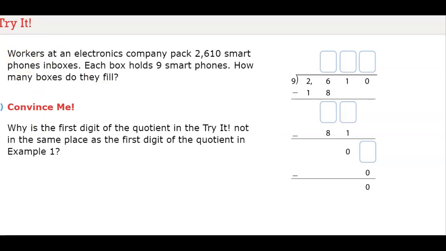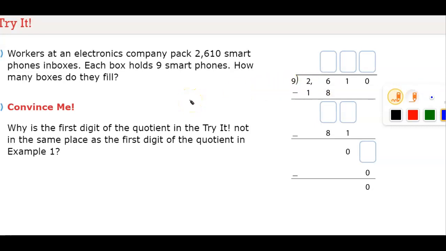Workers at an electronics company packed 2,610 smartphones in boxes. Each box holds 9 smartphones. How many boxes do they fill? They've already set up the division for us by writing the 2,610 and the 9. And so now all we have to do is actually divide.